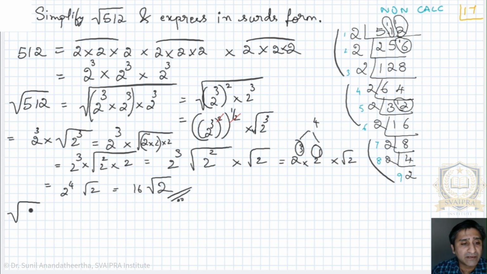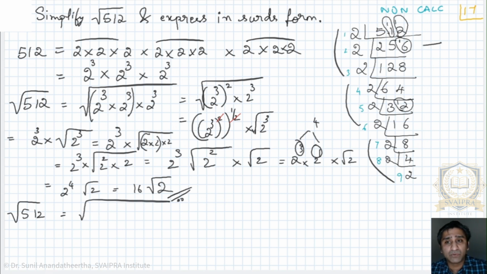Another way of looking at 512 is to look at any other number which is a factor of 512, whereas at the same time it's also a perfect square, which can be squared to give something that is a multiple of 512. So what we do in that case is, with 512, we look at these numbers. Look at this number 256.